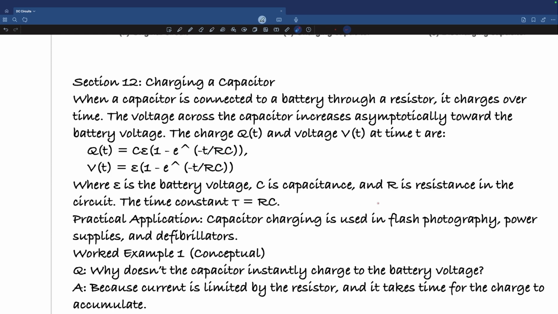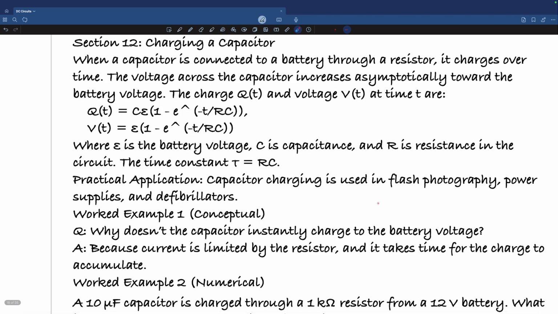Capacitor charging is used in flash photography. Where you see the flash of a camera, that's actually a capacitor charging and discharging. It's when it discharges that the light bulb flashes. And power supplies, of course, all power supplies have capacitors, and defibrillators are also capacitors, larger capacitors.